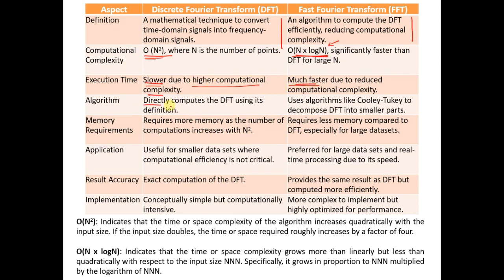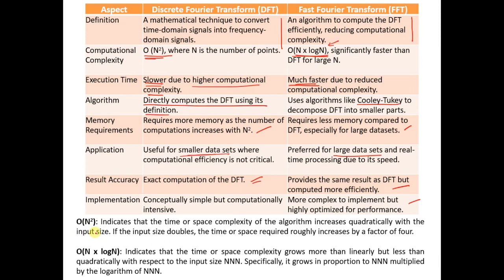The DFT algorithm directly computes the DFT using its definition. On the other hand, FFT uses algorithms like the Cooley-Tukey algorithm to decompose the DFT into smaller parts, and then we can perform the FFT. Okay. Memory requirement over here in DFT would be higher. On the other hand, in FFT it would be lower. Application: DFT is useful for smaller data sets where computational efficiency is not critical. On the other hand, in the case of larger data sets, FFT is preferred. Result accuracy: FFT provides the same result as DFT but computed more efficiently. Okay. Lastly, implementation: DFT is conceptually simple but computationally intensive. On the other hand, FFT is more complex to implement but highly optimized for performance.